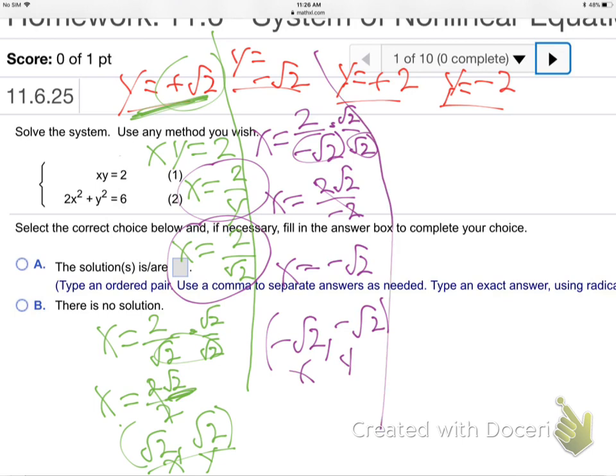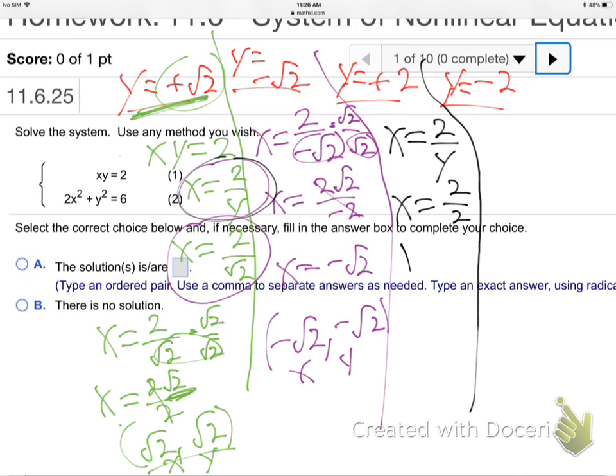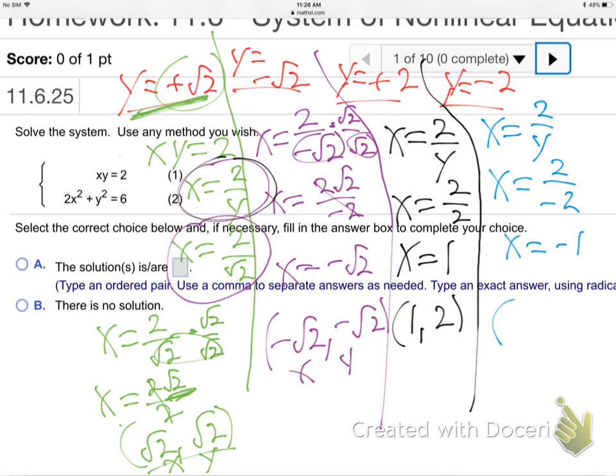And on you go. Well, the others are actually easy. I can do them quick. Again, just keep using x is 2 over y. So plug in y is 2. So x is 1. So that's the answer 1, 2. And the final step, x is 2 over y. X is 2 over negative 2. X is negative 1. That's negative 1, negative 2. There are the 4 answers, with a comma between them all.